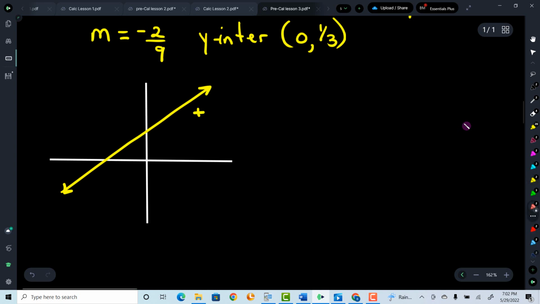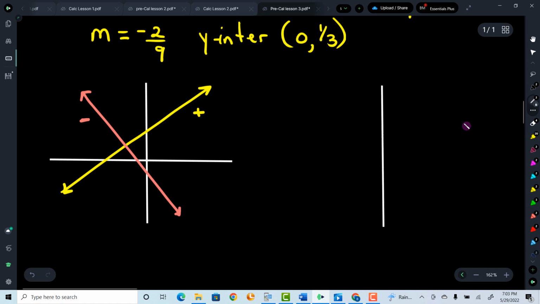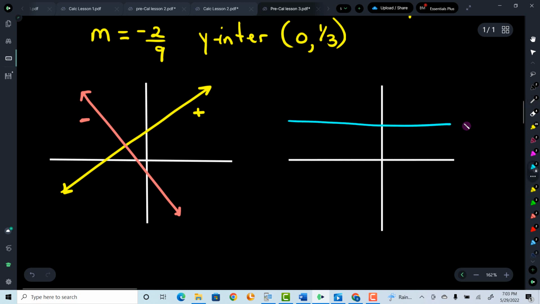Okay, negative slope looks like it's going downhill. So this has a negative slope. Positive slope and negative slope. Then we have what we call a zero slope. And zero slope is a horizontal line. That has a zero slope.